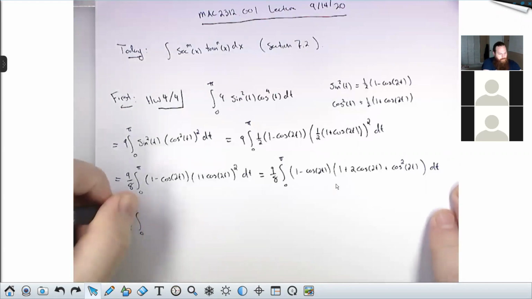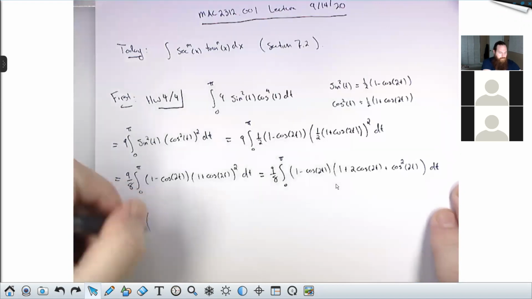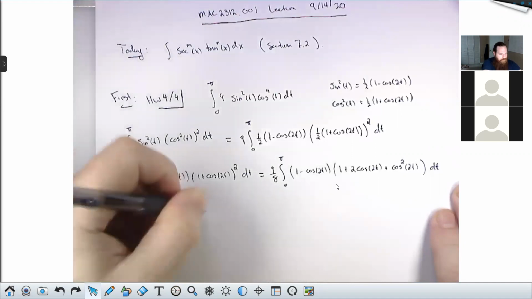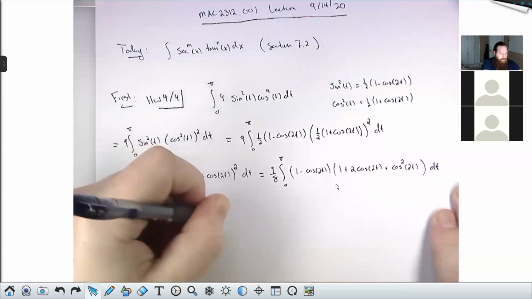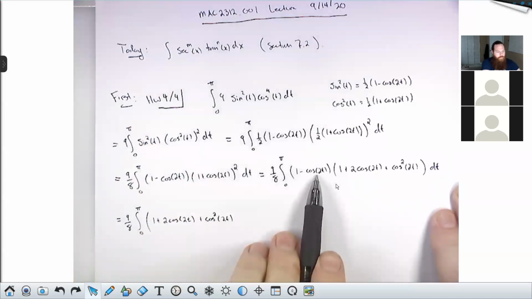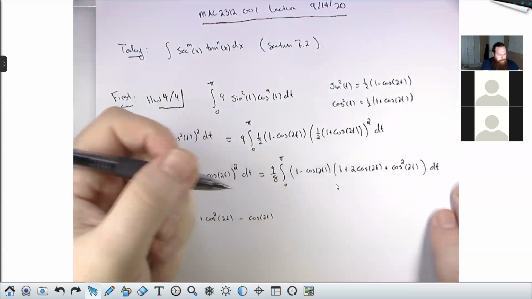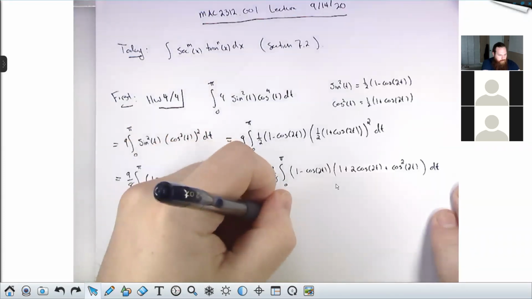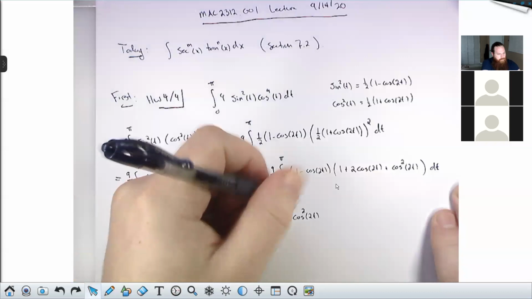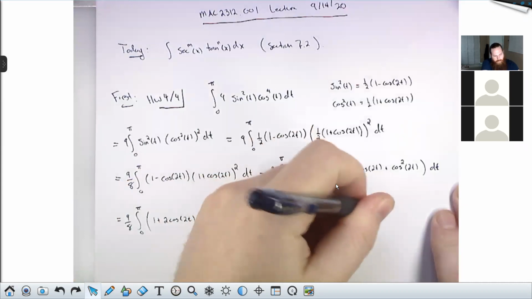So 9/8 integral 0 to pi. When I distribute the 1, I'll just get this. And this piece here is going to need more half angle stuff. And then when I distribute the minus cos 2t, I'll have minus cos 2t, minus 2 cos squared 2t, minus cos cubed 2t, dt.